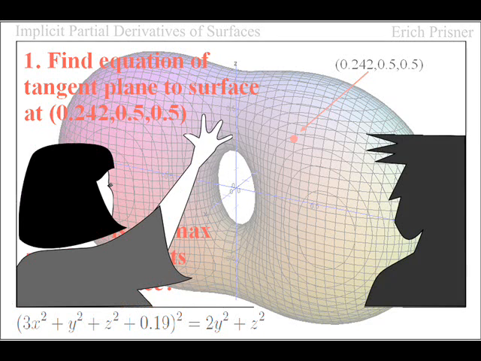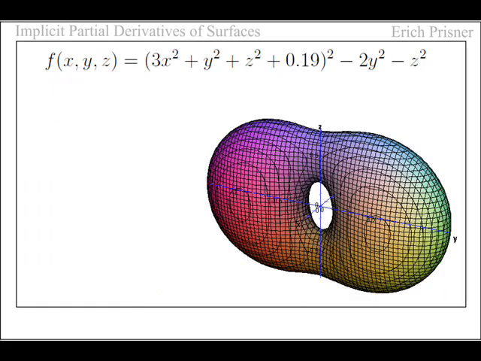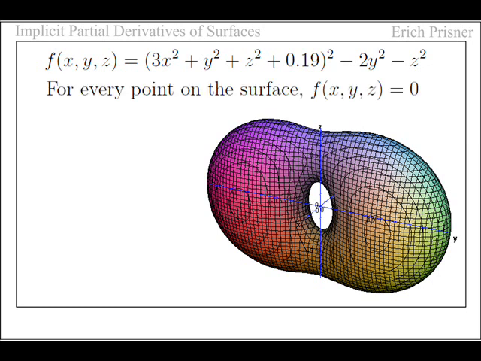Why don't we rather look at a multivariable function in three variables? We do. We take the surface equation and push every term to the left. Then we define a function this way by saying f of x, y, z equals (3x squared plus y squared plus z squared plus 0.19) squared minus 2y squared minus 2z squared. Obviously, for every point on the surface, f of x, y, z equals 0.